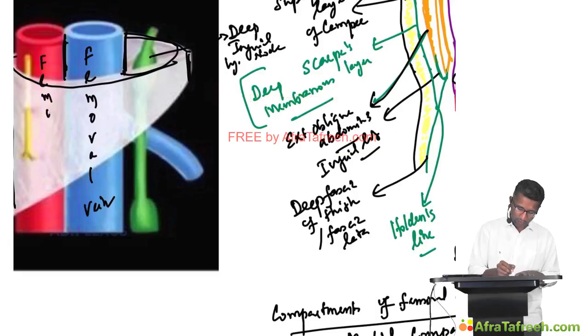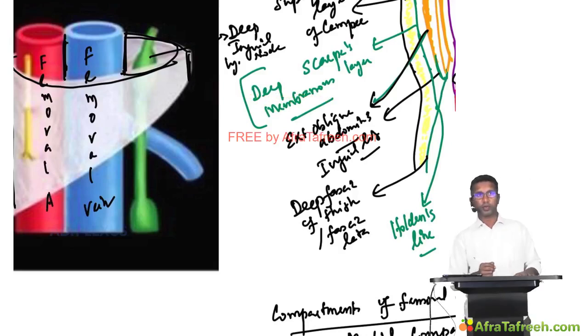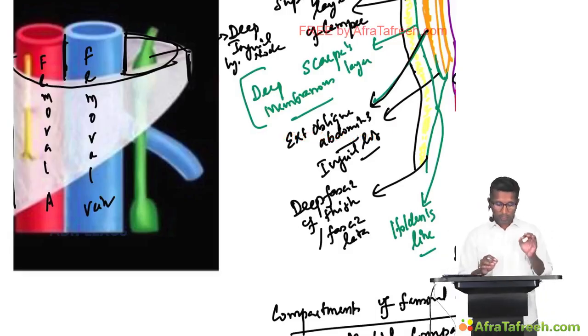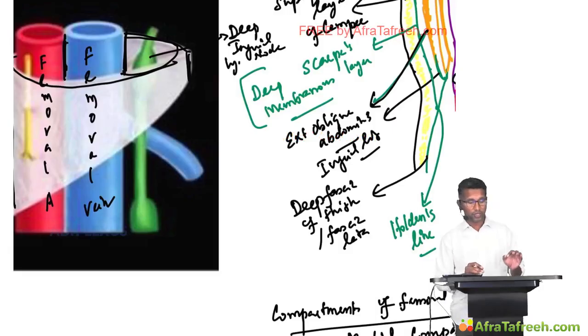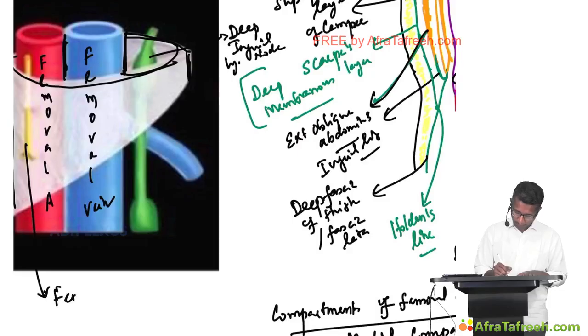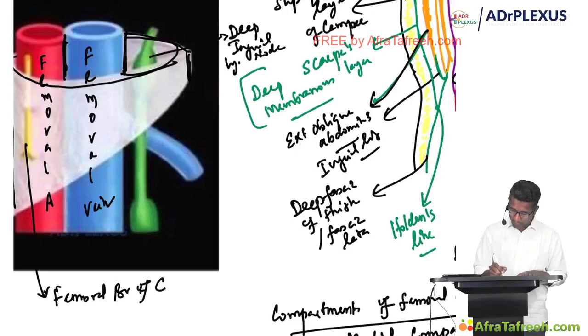Along with the femoral artery you can see there is a nerve running, and the nerve running here is not the femoral nerve, but the femoral branch of the genitofemoral nerve. So what is this nerve? It is the femoral branch of the genitofemoral nerve.